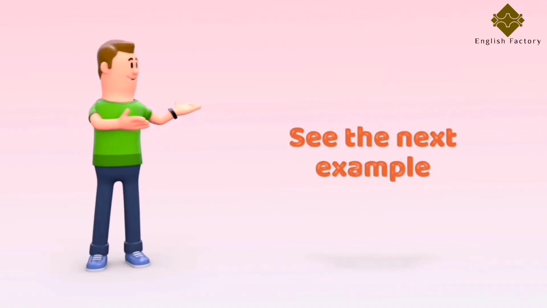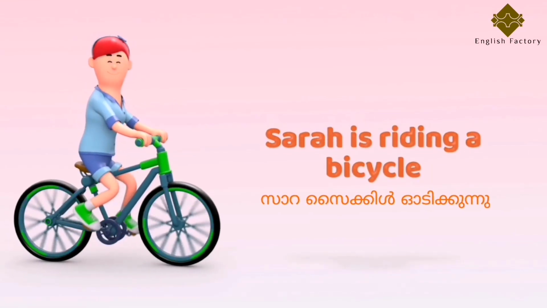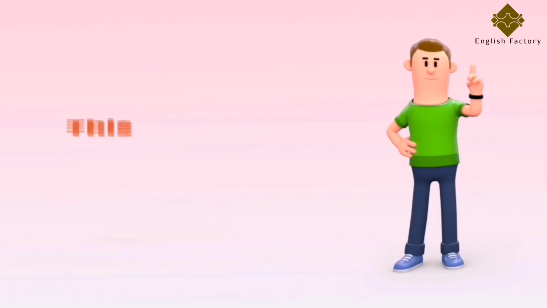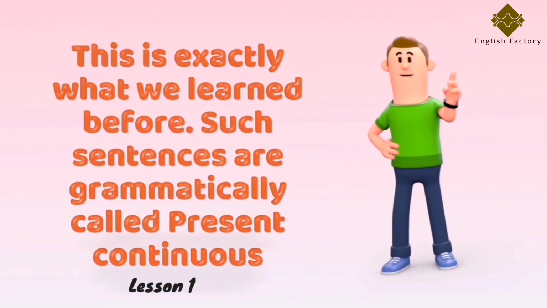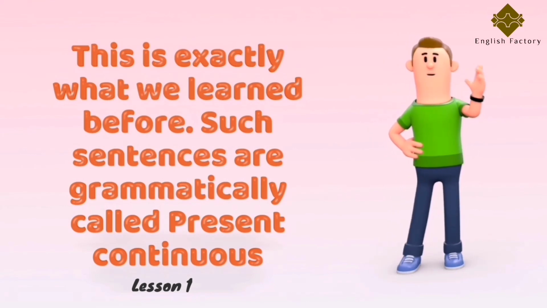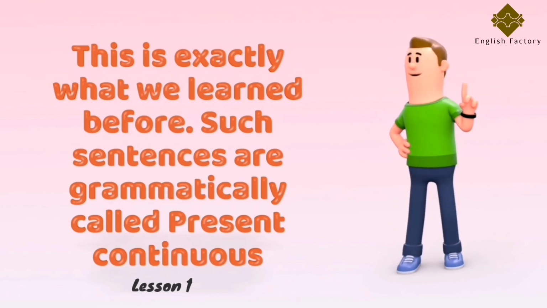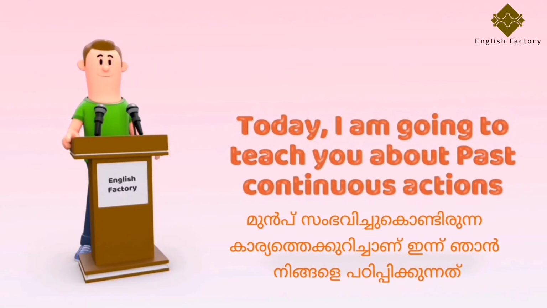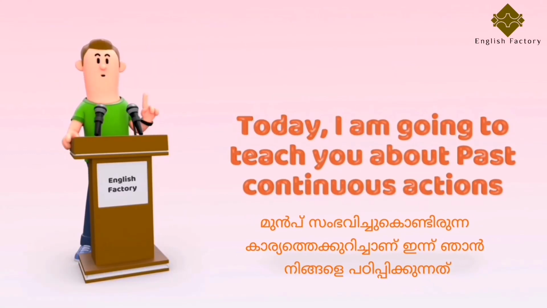See the next example. Sarah is riding a bicycle. This is exactly what we learned before. Such sentences are grammatically called present continuous. Today, I am going to teach you about past continuous actions.